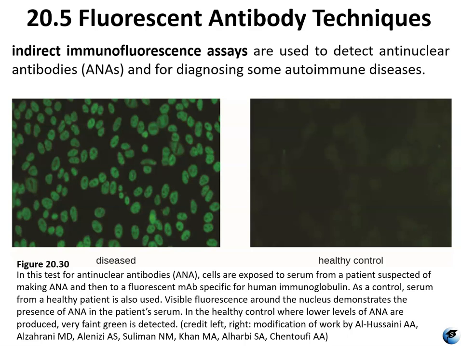In an anti-nuclear antibody test, you have cells that are exposed to serum from a patient that is suspected of making these anti-nuclear antibodies. And then that patient's serum is exposed to fluorescent tags that are specific for this antibody. And then you run it with a control. So over here is the diseased patient, and over here is a healthy control. You can kind of see shadows of the fluorescent antibodies that were added, but over here, you can clearly see these cells are fluorescing.